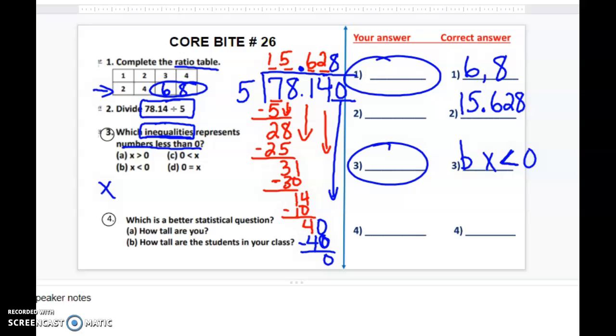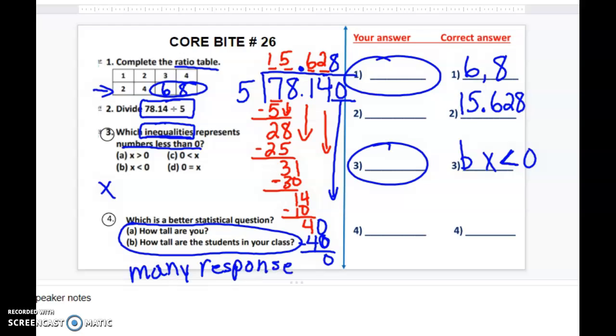Okay, number 4 is asking you to choose which of these statements is a better statistical question. We haven't really discussed that prior to today's core bite, so I want to tell you what that is now. When you're doing a survey and you're asking a question, the better statistical questions are going to be those that will have more than one, or many, responses. You would not want to ask a question that only has one response. That is not a good statistical question.